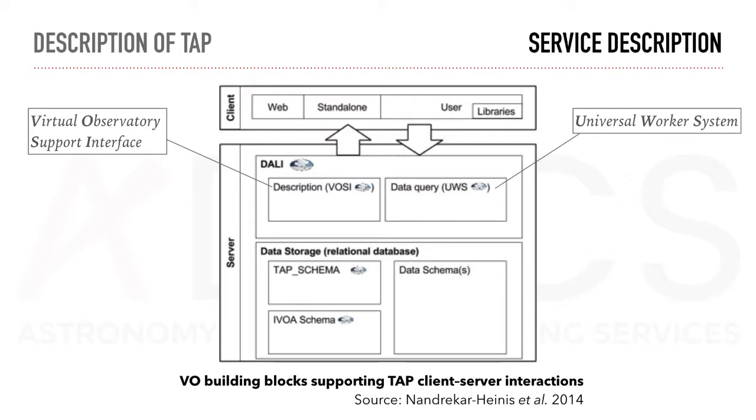Here is a schematic diagram of VO building blocks supporting TAP client-server interactions. On the top layer, a client can query a VO server. On the server side, we note the Data Access Layer Interface, or DALI, that supports user queries via the Universal Worker System and serving of data description via the Virtual Observatory support interface. DALI serves as interface between the user and the data storage.